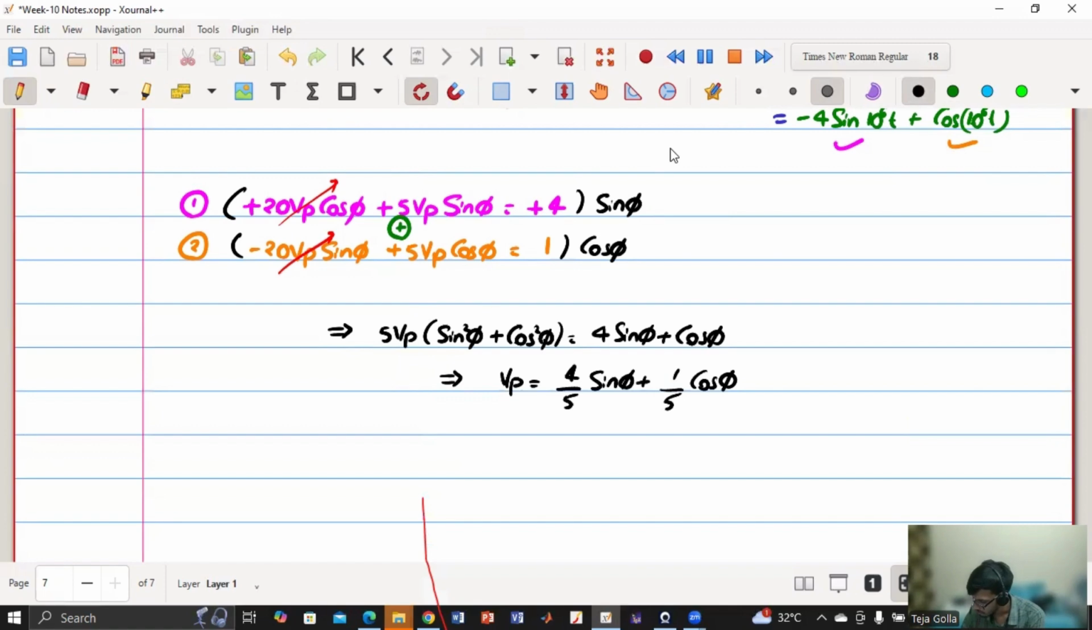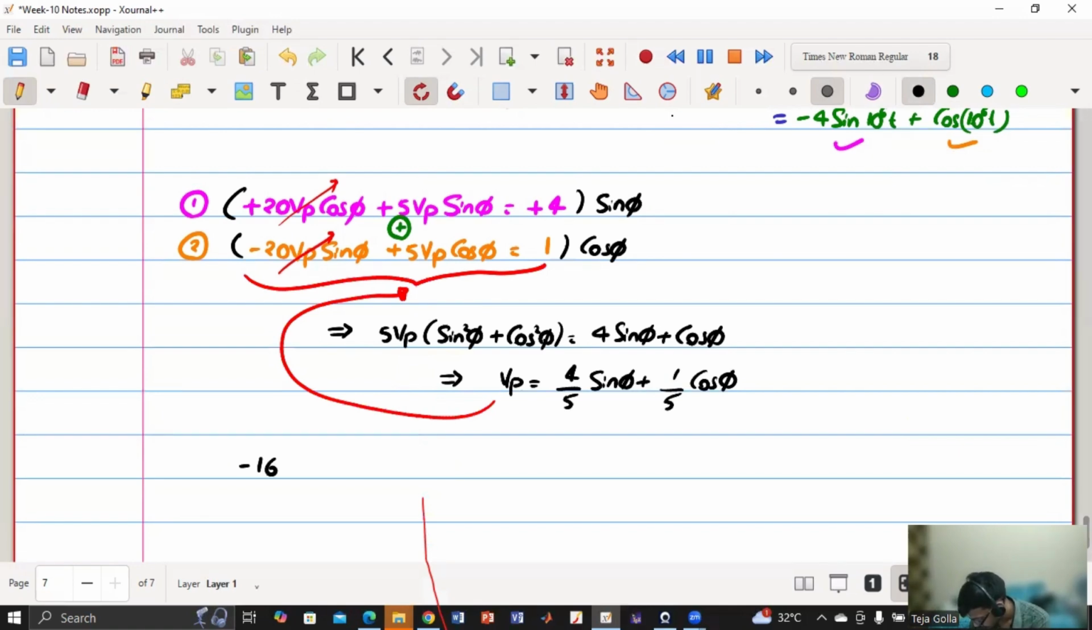Yes, sir. So now, because we have one expression, you substitute Vp in this expression. So what we will be getting is minus 20 Vp, right? So minus 20 times, it will be minus 16 sine square phi and minus 20, so minus 4 sine phi cos phi. You please check if I'm making any mistake. I am skipping terms. Plus 4 sine phi cos phi plus cos square phi is equal to 1.